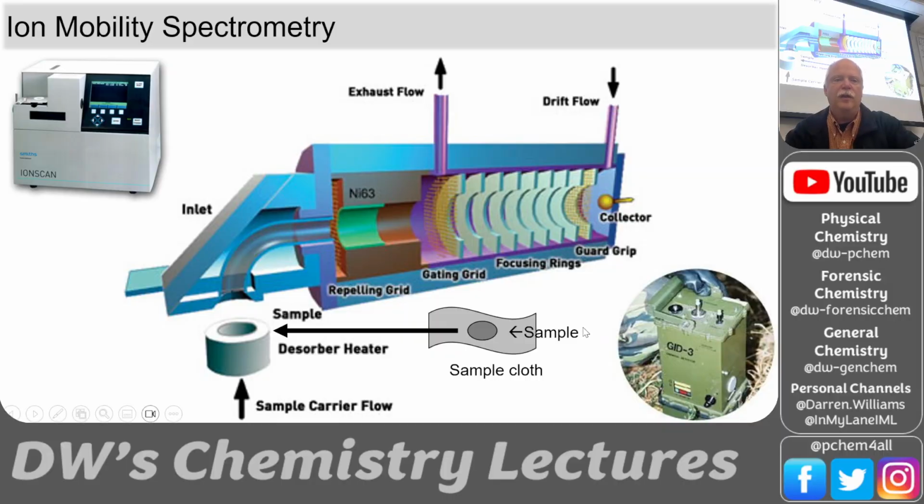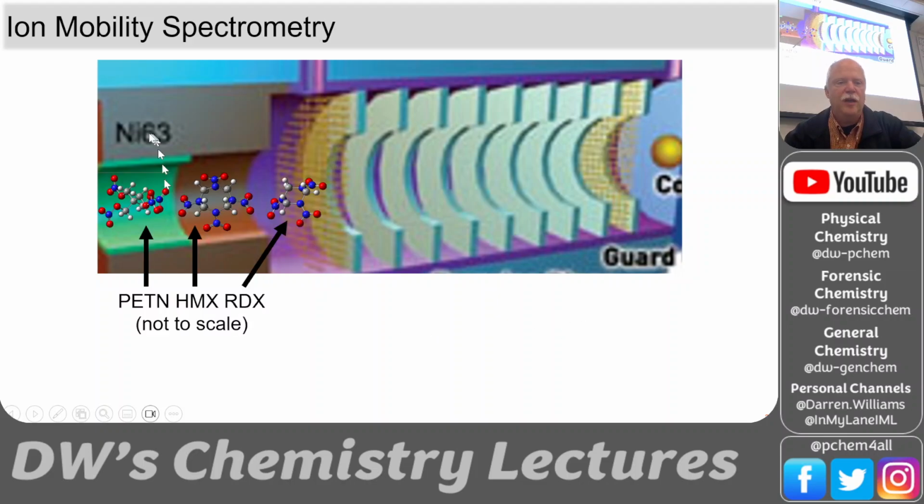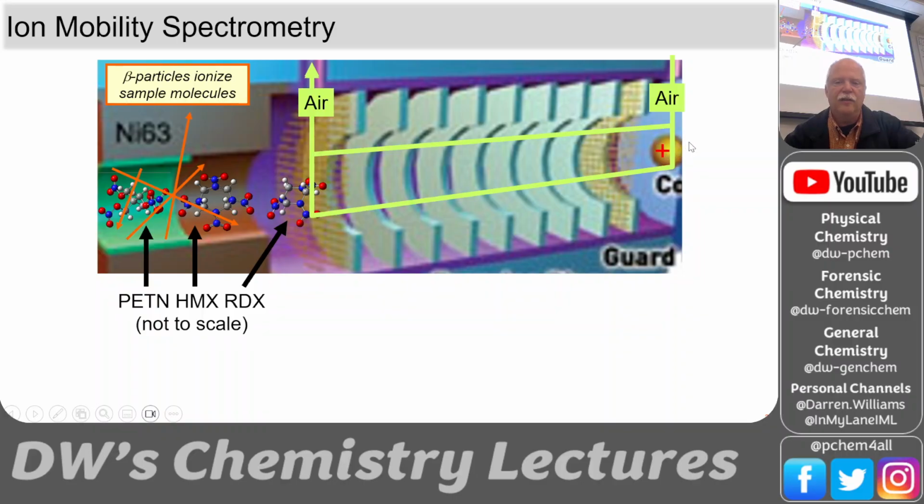So here's the ion mobility spectrometry, which we've talked about before, but let's look at it in terms of explosives. So the explosive molecules come in here. We have a nickel-63 source that's emitting beta particles, and they will ionize these molecules. And then they're attracted to this positive detector over here through air. And so they travel down, kind of like I said with the dance floor, to this detector at different rates.